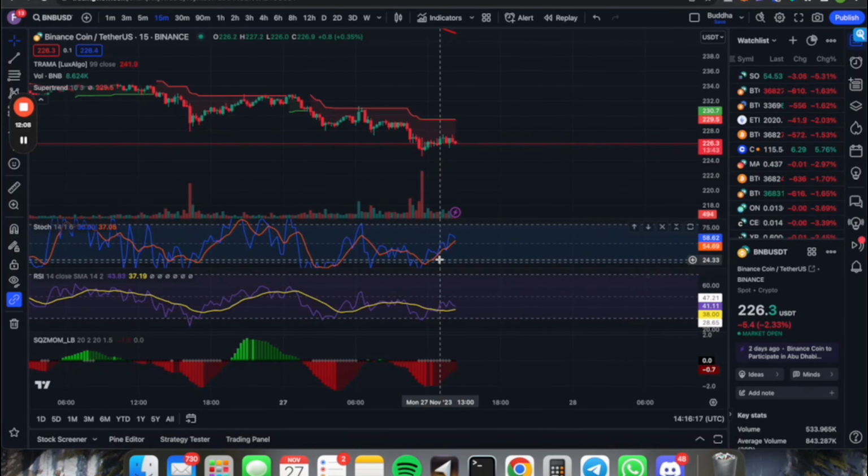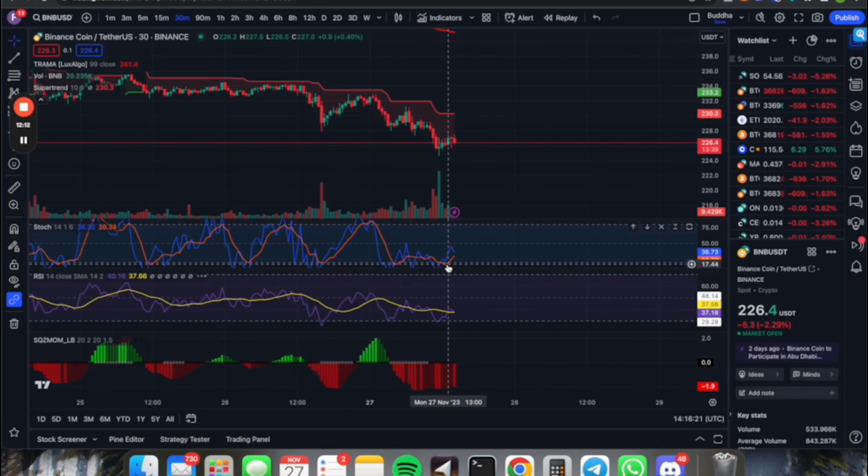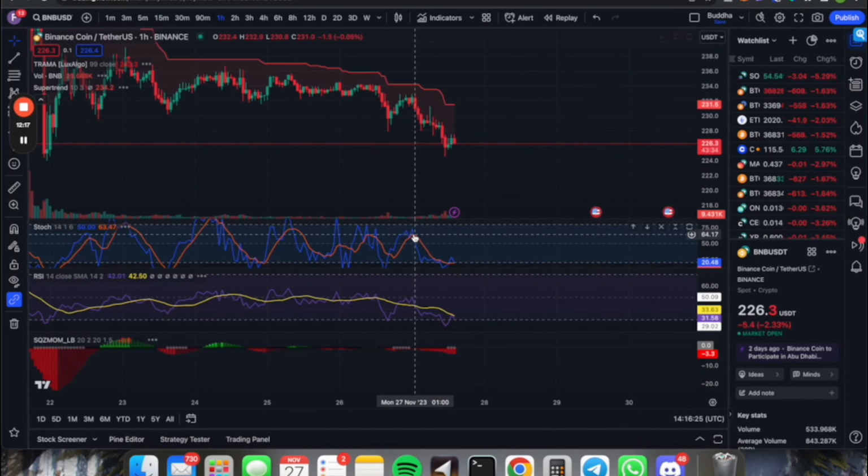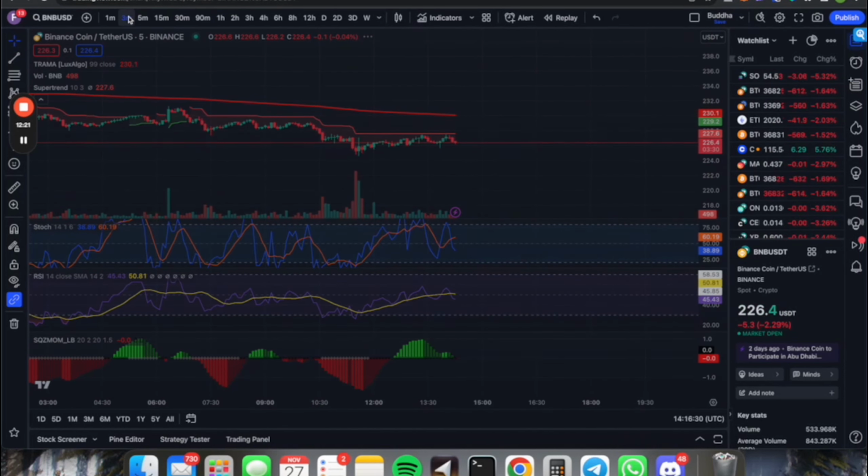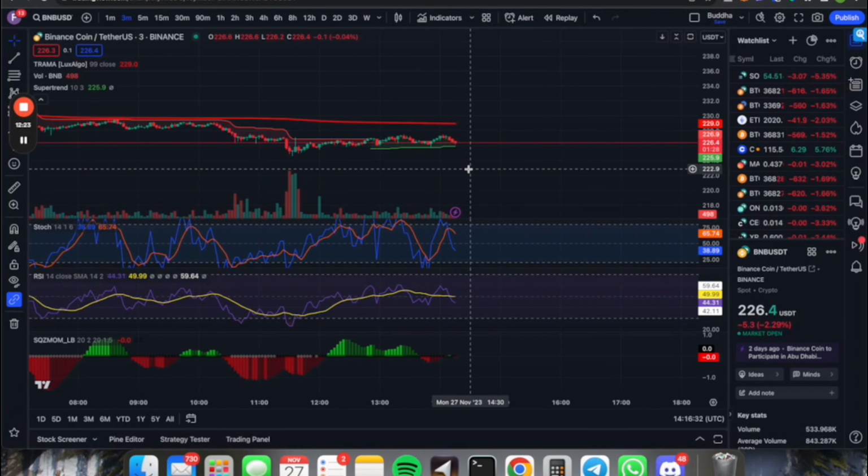The 15-minute was in the middle of the move. It was going to continue. The 30-minute just started its move. It was going to continue. The 1 hour is bottomed out, ready to go up, right? That's why it moved against.